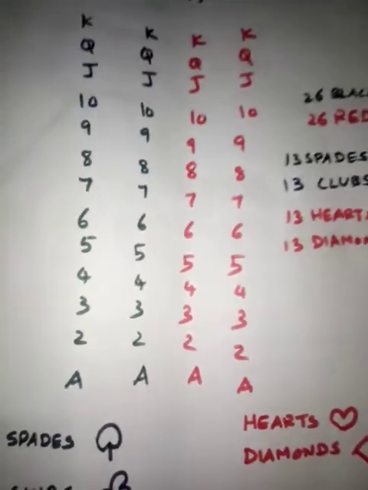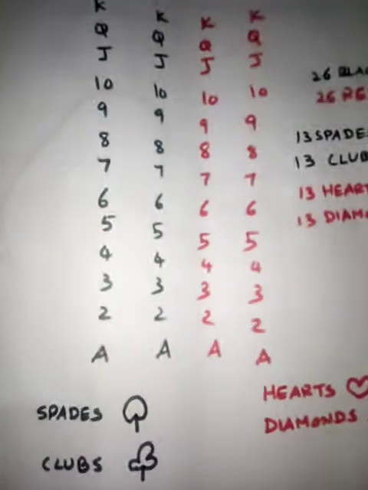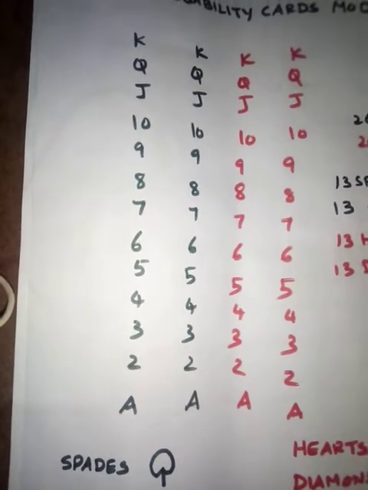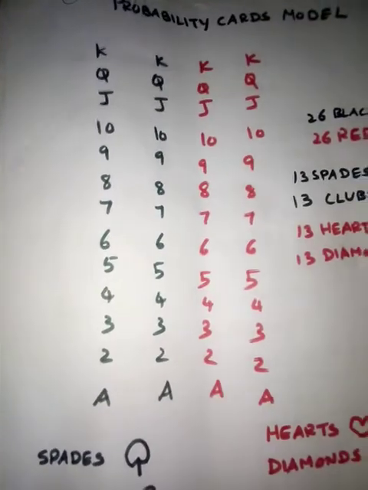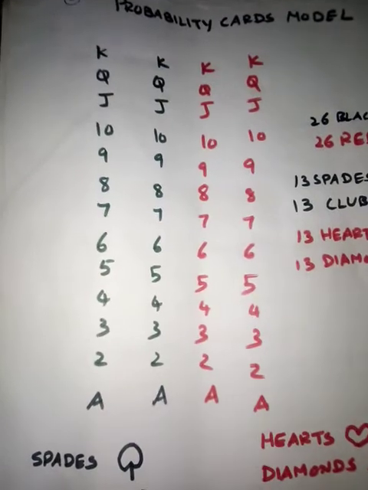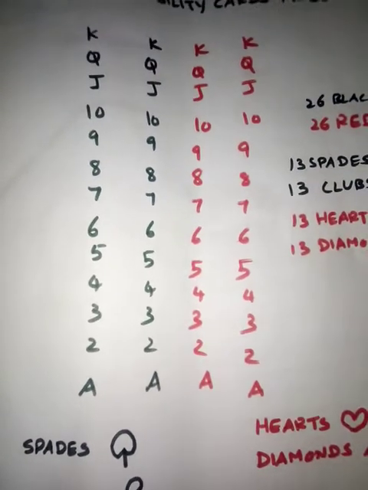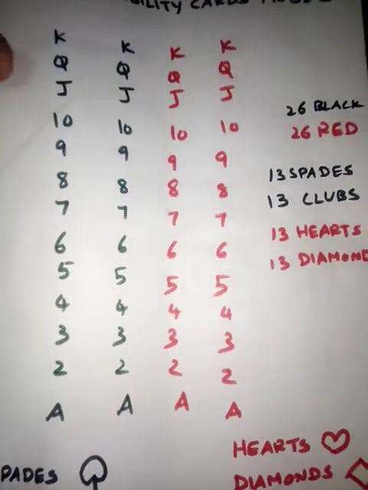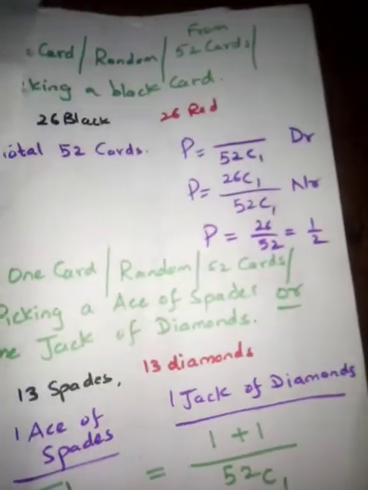An ace of spades. If you say spades, my dear students, there are 13 spades: king, queen, jack, up to 13. Ace is the last one. After 2, we call it ace. So in spades, we have only one ace. So what is the question? Let us see the question now.